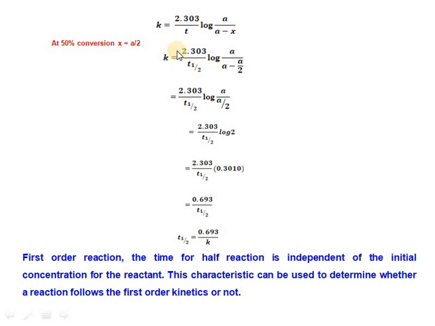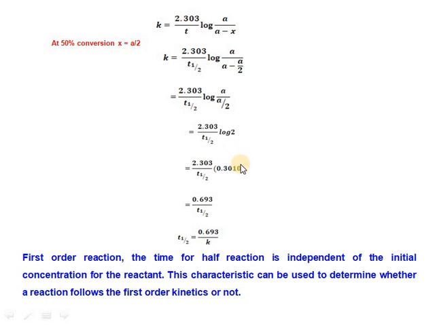From those calculations, 2.303 upon T half into log to the base 10 of A upon A by 2. Then 2.303 T half into log to the base 10. Those two will cancel here. So 2 into A is twice A, so one A and this A cancels. So this is twice, so log 2.